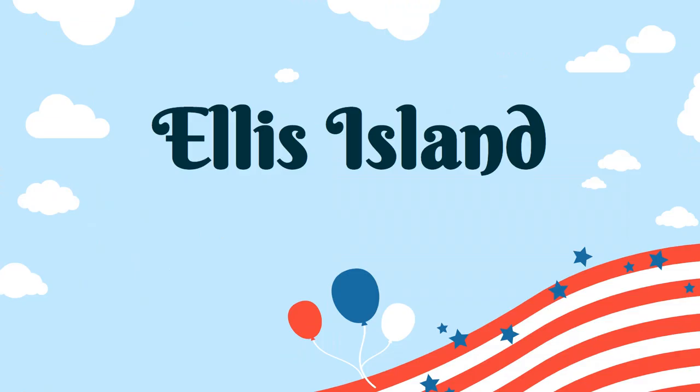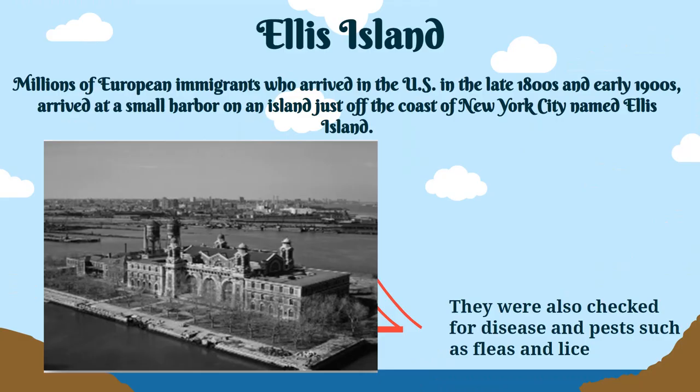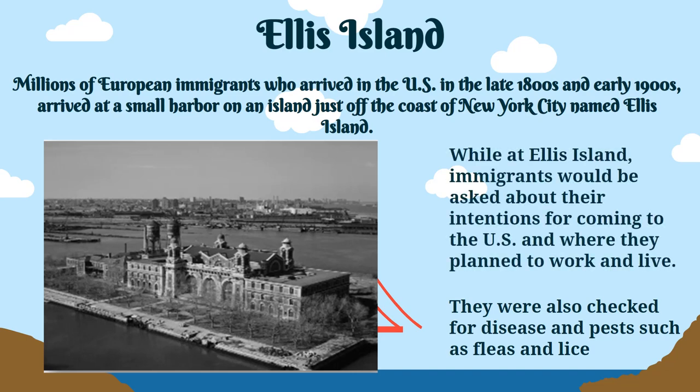Ellis Island. Any of you ever heard of Ellis Island? It's a pretty important island in the history of the United States. Many European immigrants who arrived in the United States in the late 1800s and early 1900s arrived at a small harbor on an island just off the coast of New York City named Ellis Island. While at Ellis Island, immigrants would be asked about their intentions for coming to the United States and where they planned to work and live.